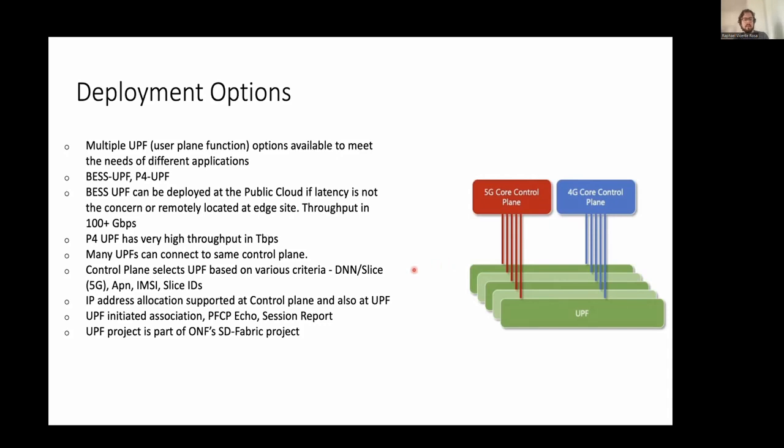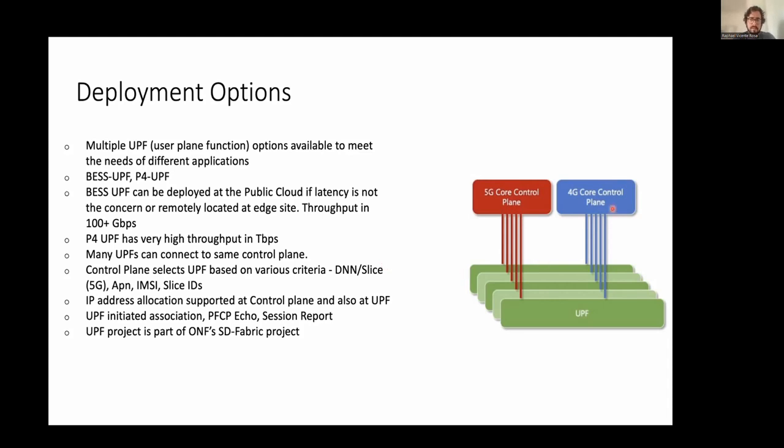The point is that as multiple UPFs can coexist not only in one edge site or in one deployment environment, but also in different ones for the same core, the control plane selects the UPF on a diverse set of criteria. This was defined by the 5G, where it allows the definition of UPFs based on the slice, for instance, slice ID and SSAI.